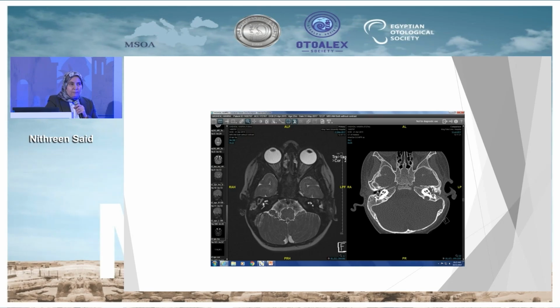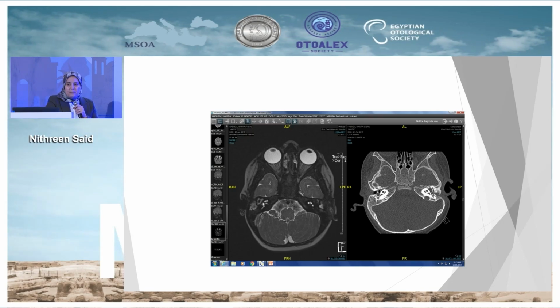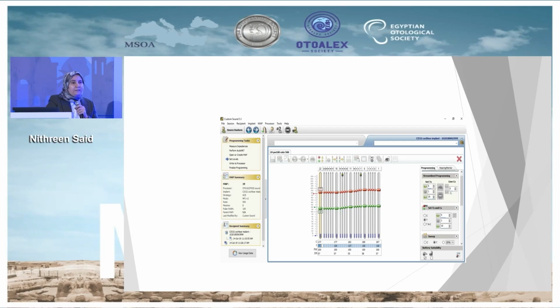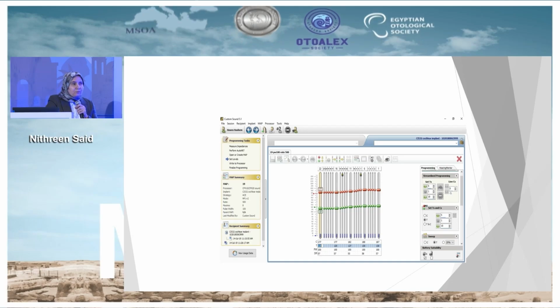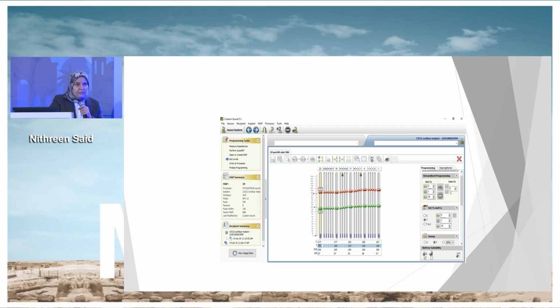This is another example from our patients, one with hypoplastic cochlear nerve. She had elevated T and C levels, narrow dynamic range, in addition to facial stimulation. We used a very wide pulse width and a very low rate of stimulation to be able to do mapping for her and to get clear responses from this child.